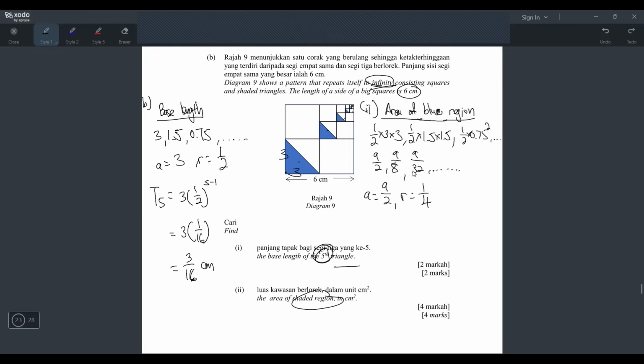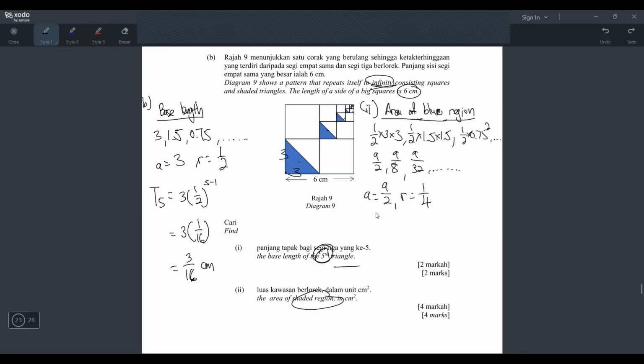So that's why your R will be 9/8 divide 9/2. And if you press that, 9/8 divide 9/2, you will really get 1/4. Or you can also take 9/32 divide 9/8, you get 1/4 also. It means your area, every time you have to divide 4. Times 1/4 means divide 4, divide 4, divide 4 like that.